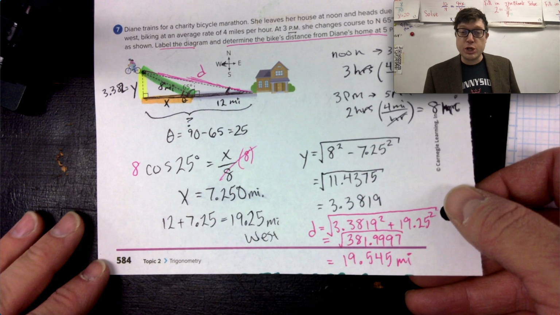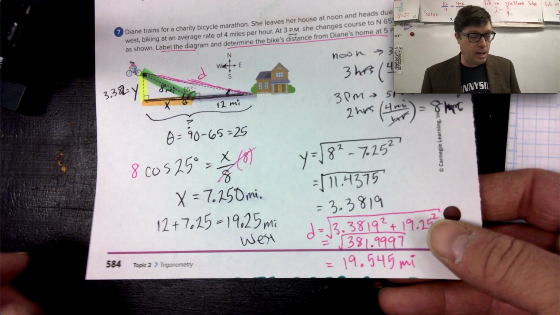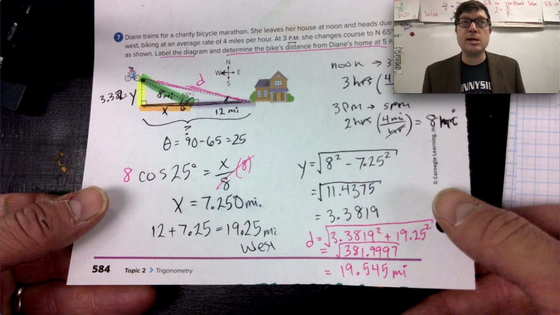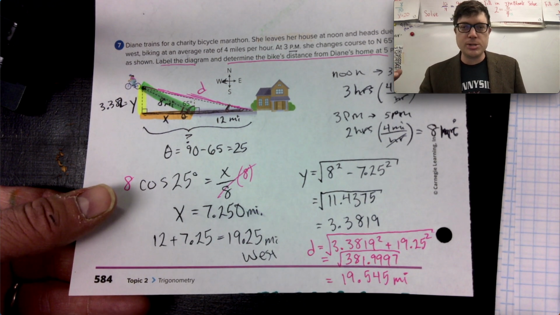We're wrapping up our conversation on cosine, the adjacent side divided by the hypotenuse. And in the next video, we're going to summarize and review sine, cosine, and tangent.